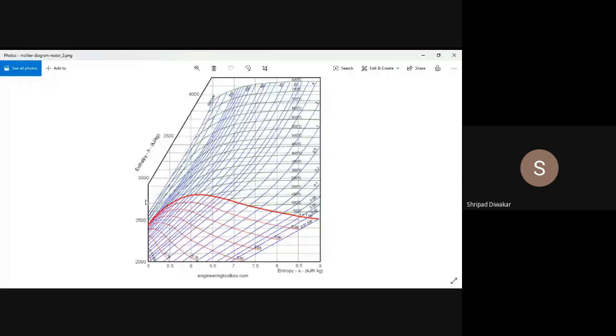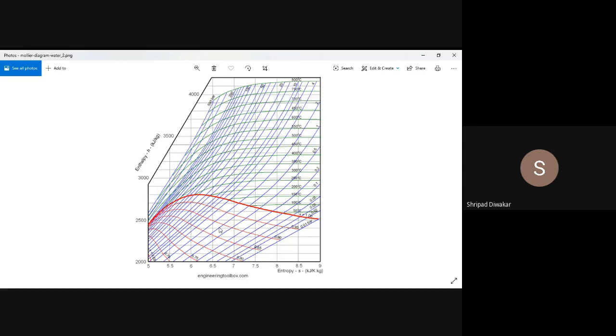Just now we found out H1 and H2, 2800 and 2400, what we got. But what is your dryness fraction? P1 is 10 bar and X equals 1. And where you got the intersection point for point 2, that is 1 bar. Sorry, for 1 bar you are scrolling down.